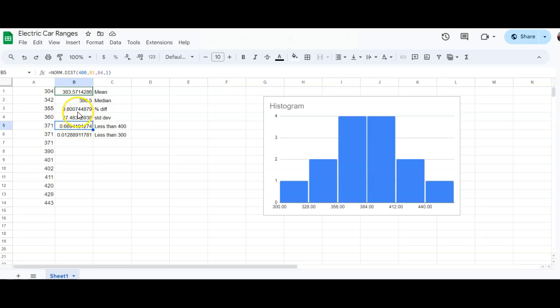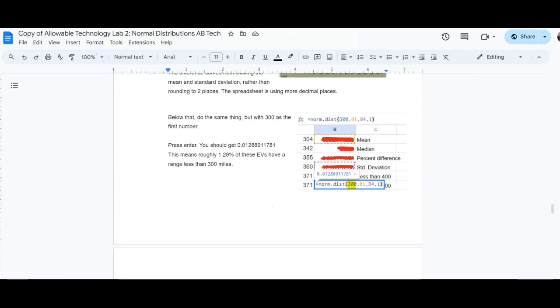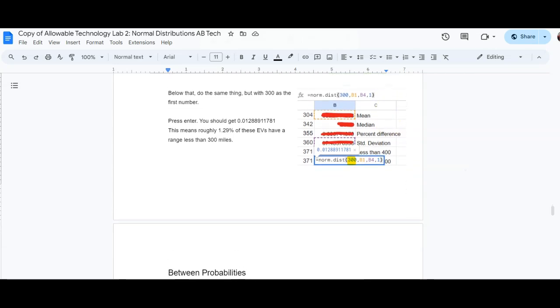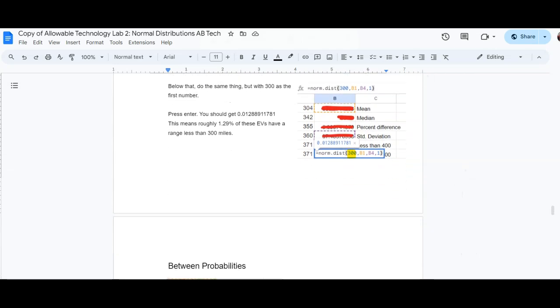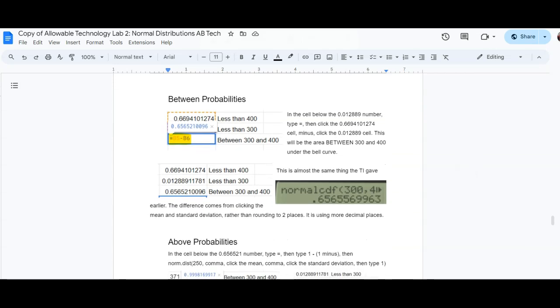All right, if you don't like all these decimal places that it's giving, you can highlight the cells that are given too many decimal places, and then just use that button with the single zero. That'll take decimal places away if you only want like 4 or 5 decimal places. The next thing it says is to do a between probability. So there's a couple of less than probabilities. But to do a between probability, we just find those two less thans and do the less than the bigger number minus less than the smaller number.